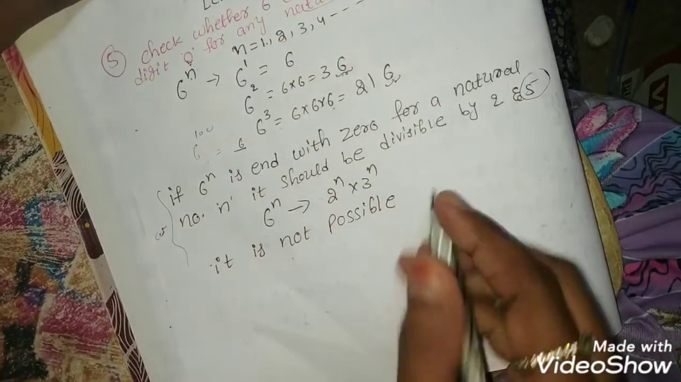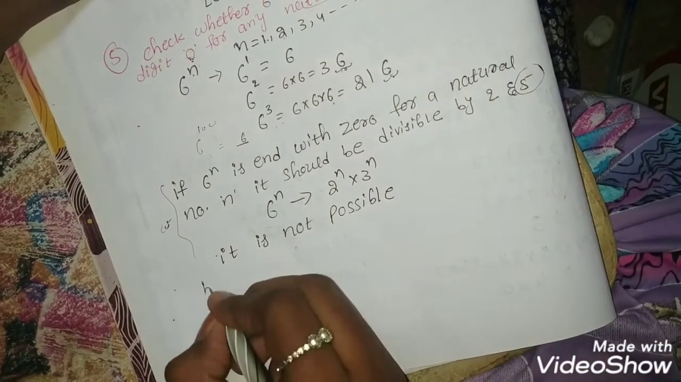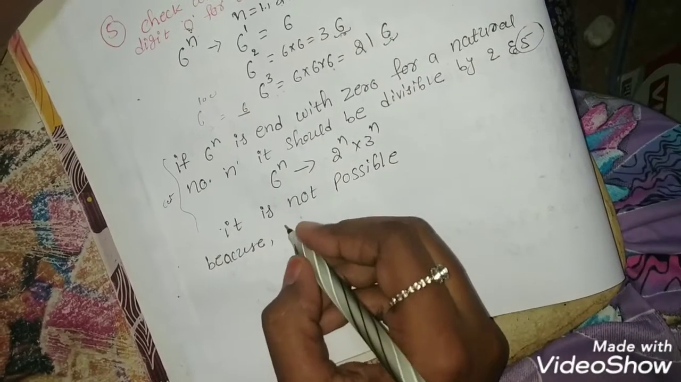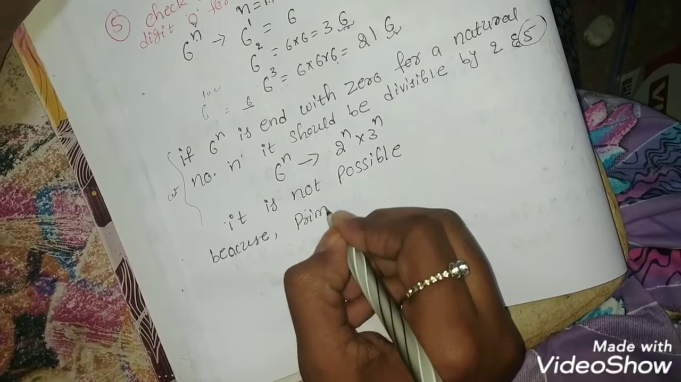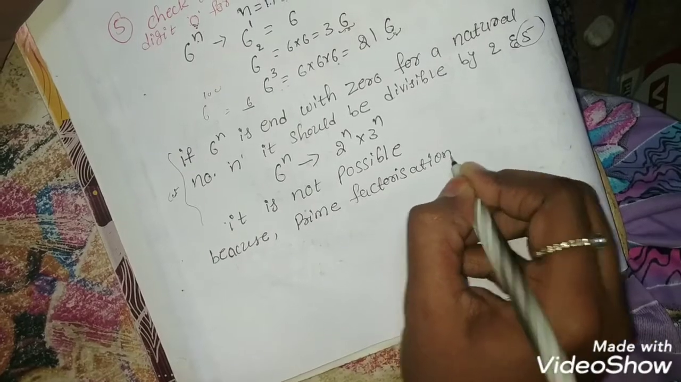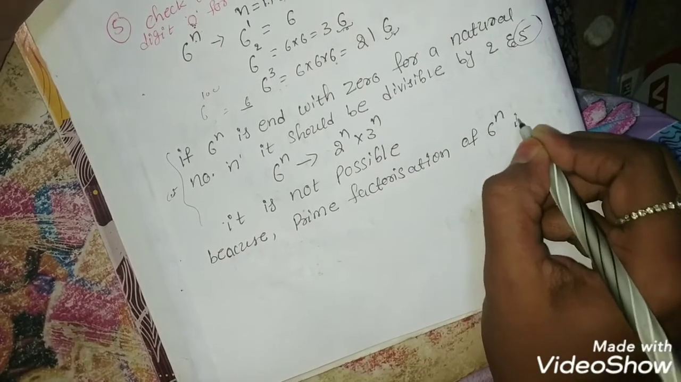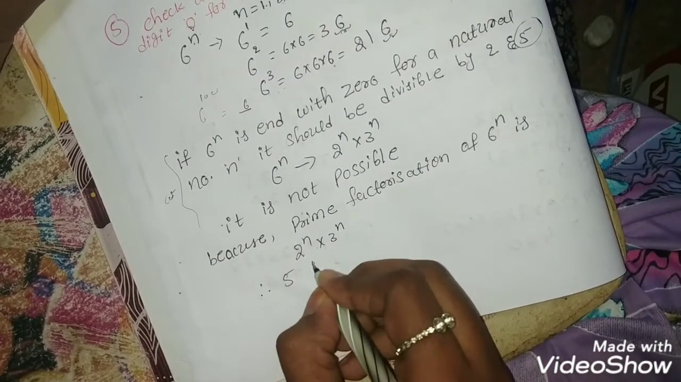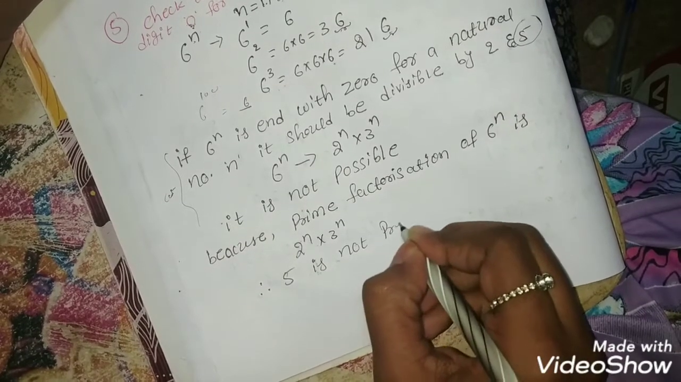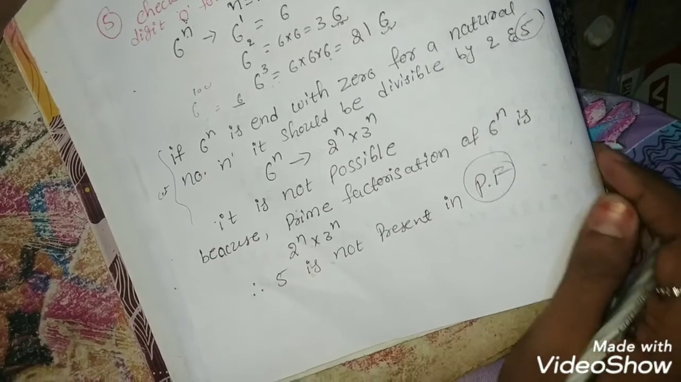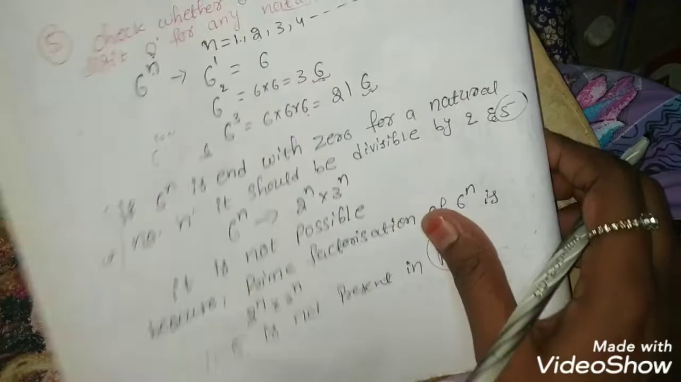It is not possible because we have to give a reason, right? Because the prime factorization of 6 power n is 2 power n into 3 power n. Therefore, 5 is not present in the prime factorization. You have to write it in your own words. Writing in your own words is a good thing, but it must be clear.